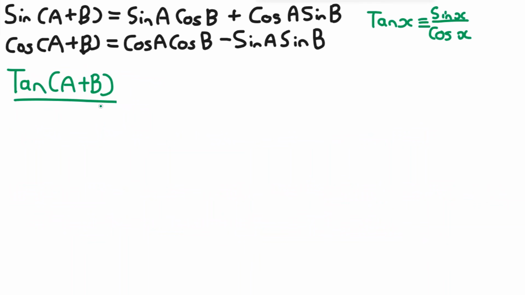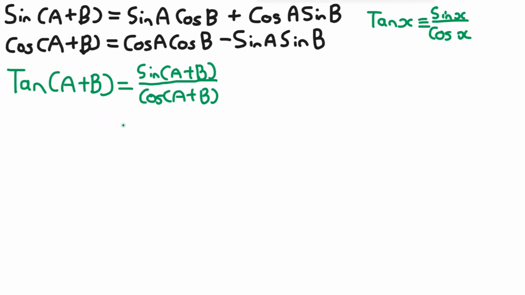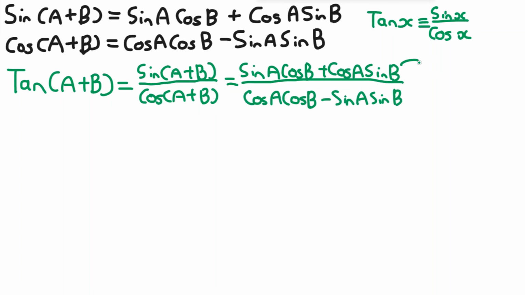So what about tan of a plus b? Now, a reminder we talked about in first year that tan of x is equivalent to sin of x over cos of x. So therefore we can write tan of a plus b as sin of a plus b over cos of a plus b, like this. And then we can sub in the formulas for sin of a plus b and cos of a plus b in order to get this expression here for tan of a plus b.